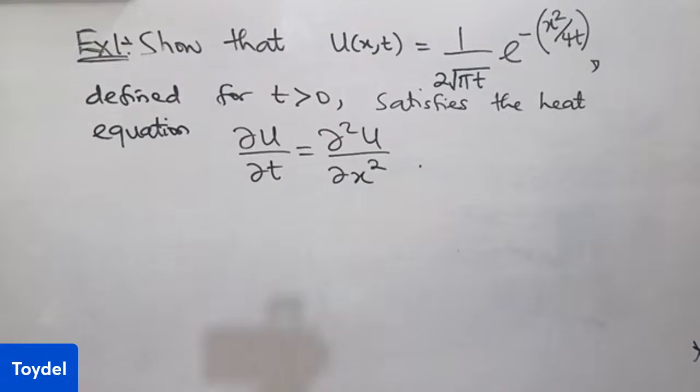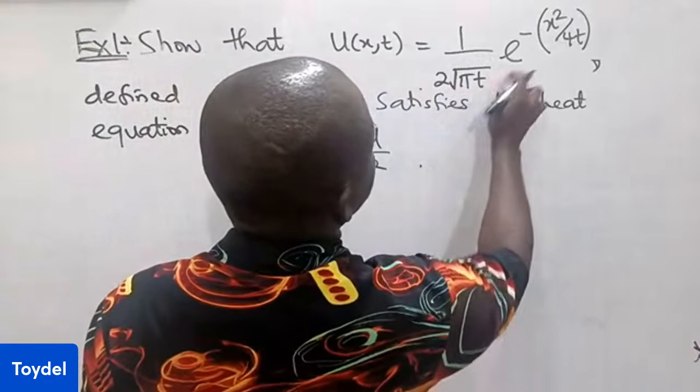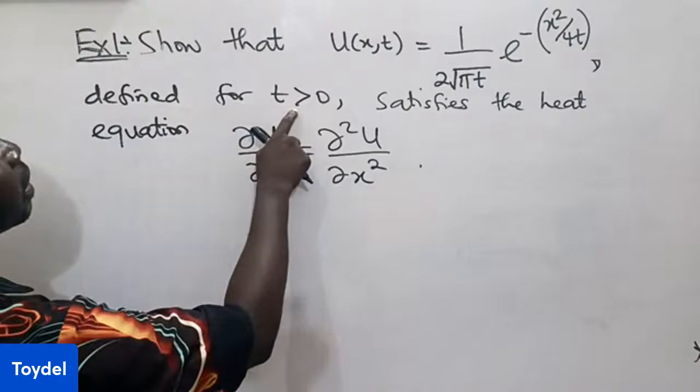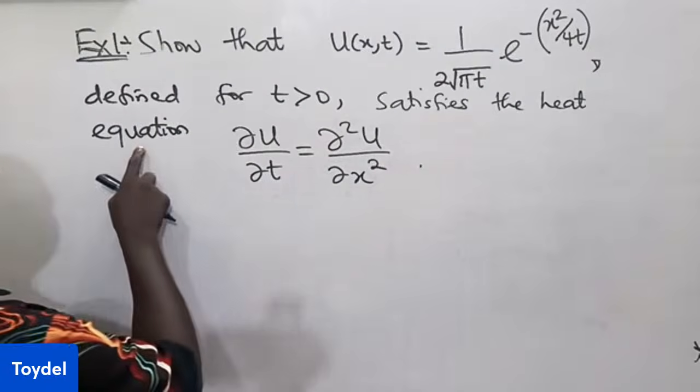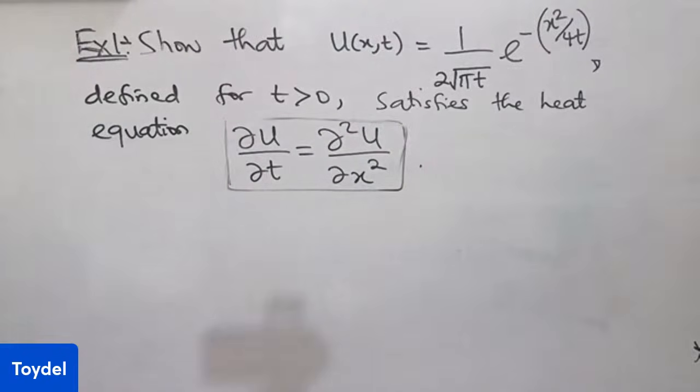The question that we have on the board is where we are to show that u of x comma t is equal to 1/2 square root of pi t exponential minus x squared all over 4t, defined for t greater than 0, satisfies this equation. We want to show that for u defined as what we have on the board, u satisfies this equation.